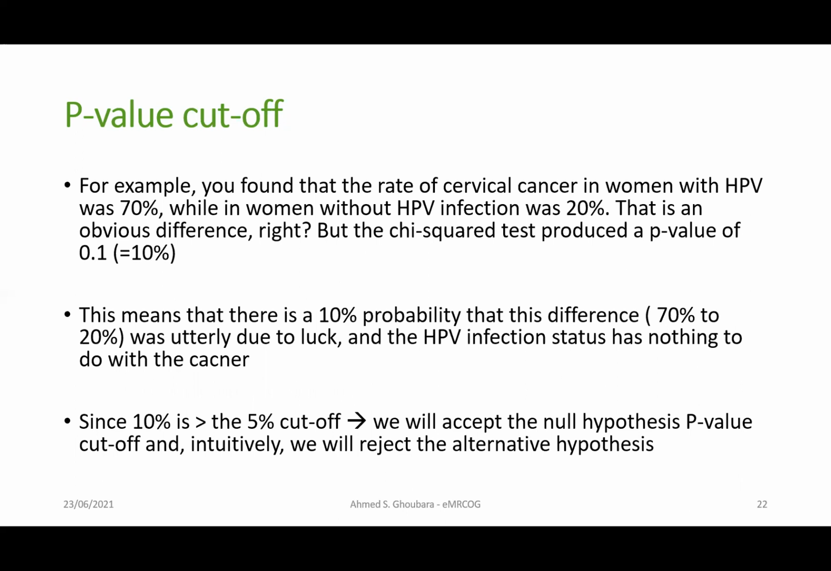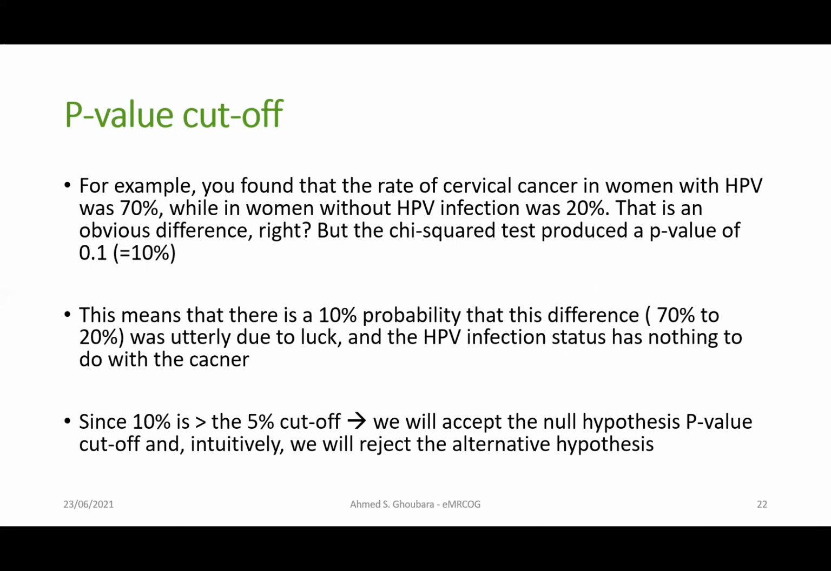But the chi-square test produced a p-value of 10%. So I'm trying to say that there is a 10% probability that this difference you noticed in your research, 70 to 20, was utterly due to luck. Maybe you picked up the wrong groups, maybe you picked up some older women or younger women, maybe you have a fault in the sample size, maybe you did something that's not correct. But as we interpret the p-value, it's more than 5%, it's 10%.